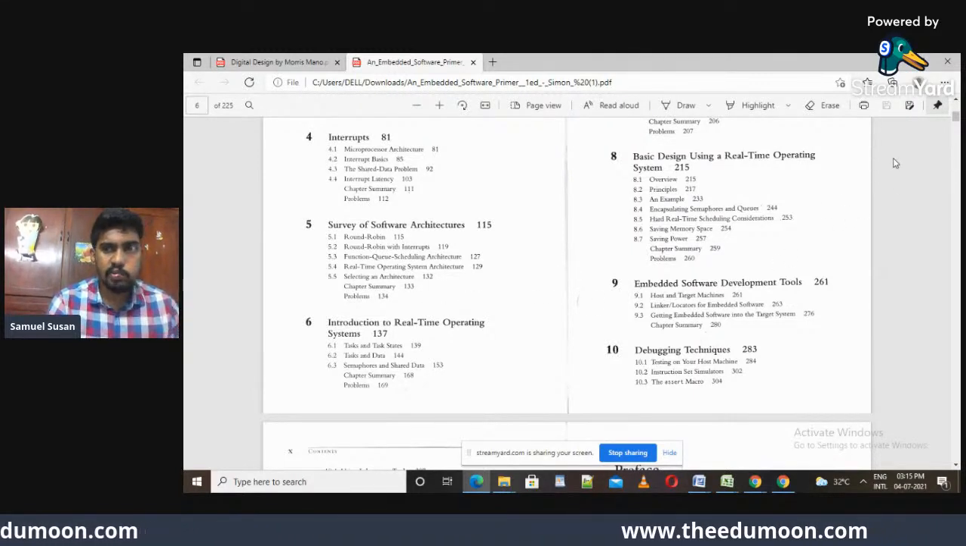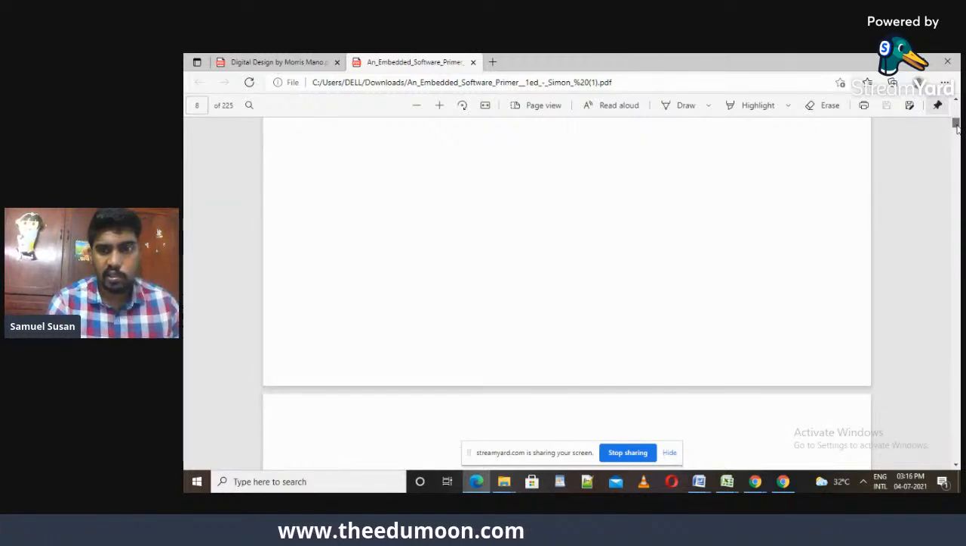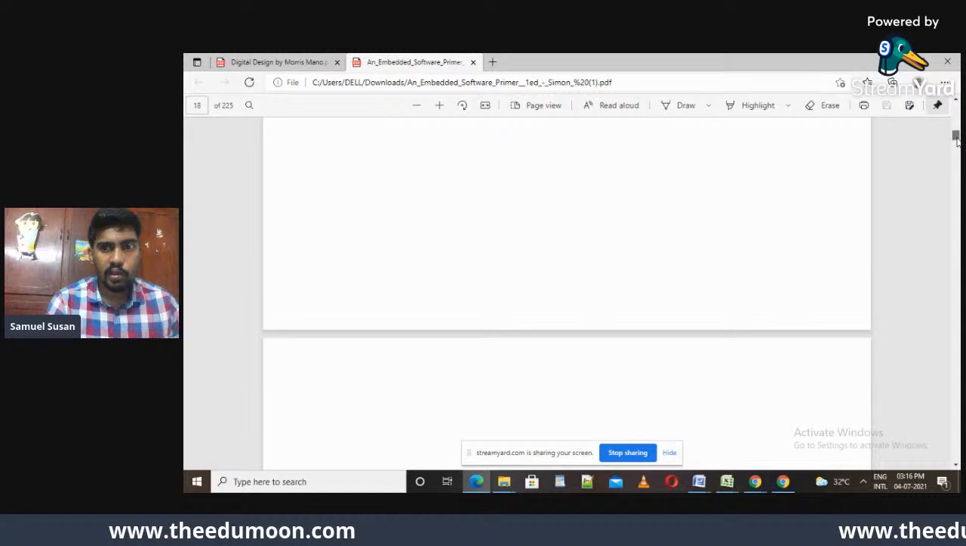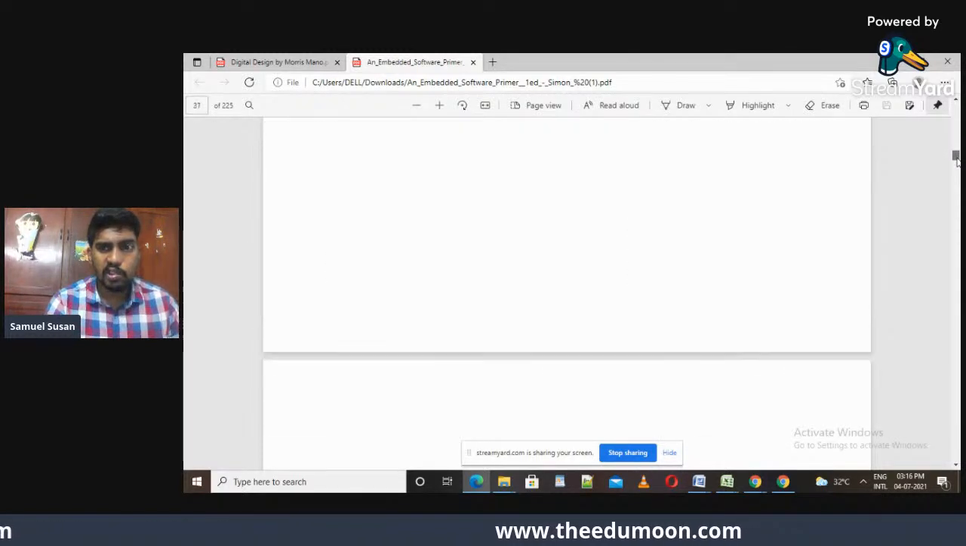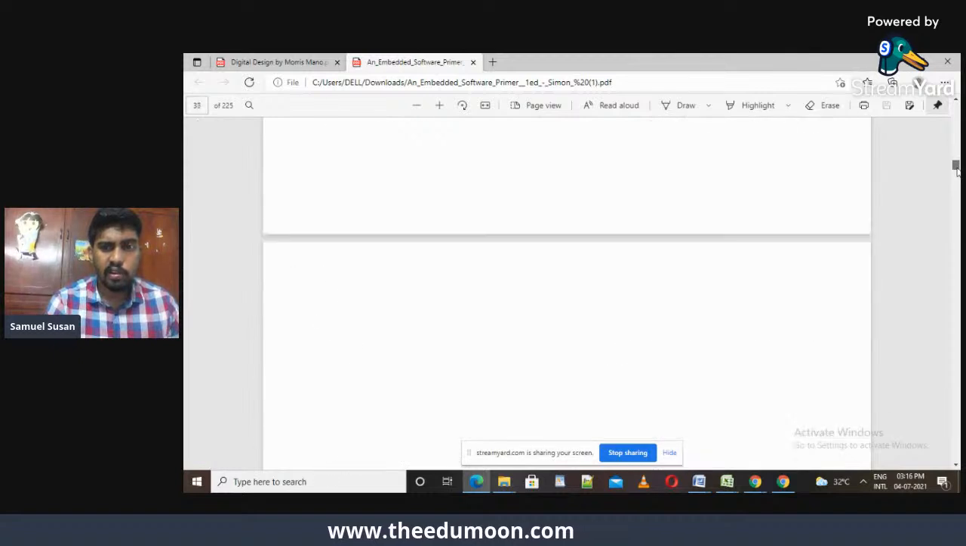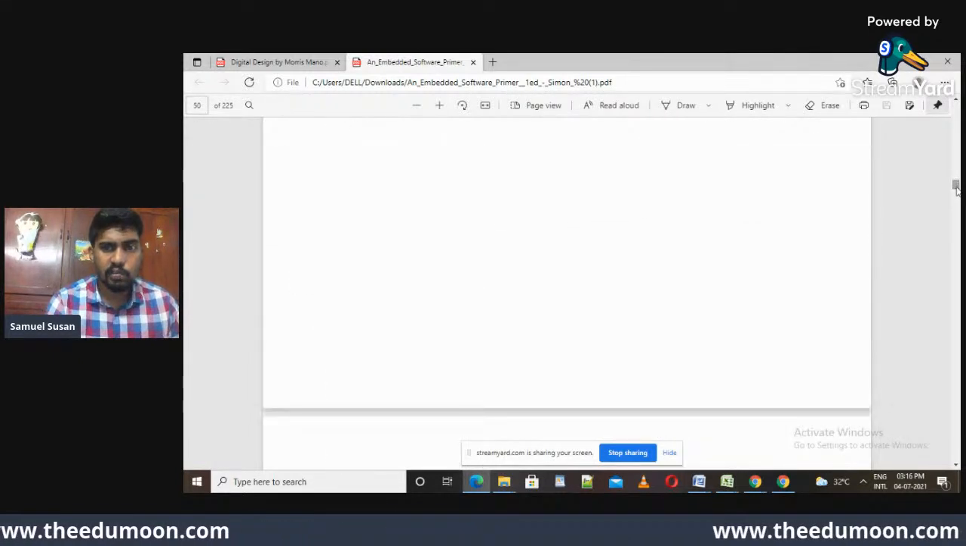So typically in this textbook, the shared data problem is discussed using a small program, using an underground water tank monitoring system. So the example given there is, let me simply tell about that example.